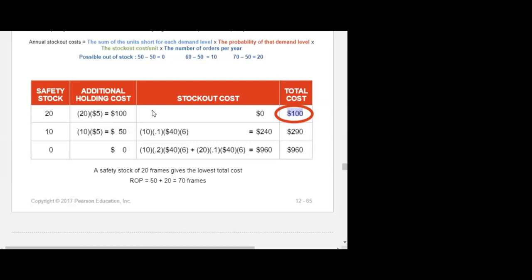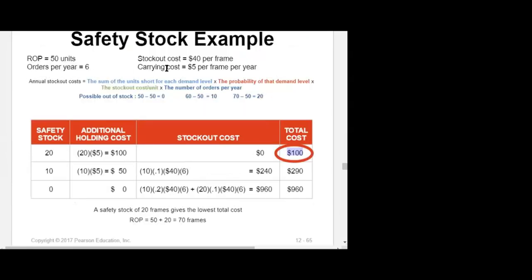Is it always like this? The answer is no. It really depends on the problem. It depends on the costs. It depends on the probabilities. It depends on the carrying cost, stock out cost, and where the ROP is, right? And how many orders per year we have. When these numbers change, we might not have the highest safety stock as the best one. It could fall somewhere in between.